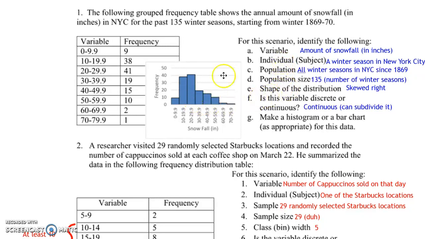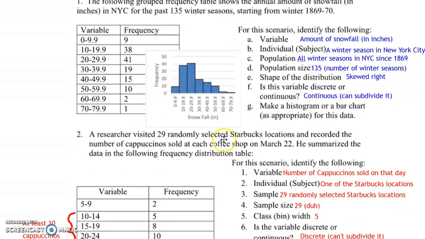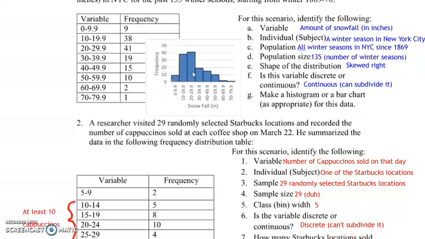The shape of the distribution, you should remember skewed right, skewed left, uniform, symmetrical, bimodal. Those are all different types of shapes of distributions. Continuous versus discrete. Remember, continuous means you can subdivide it. It can take any value, whereas discrete means it can only take specific values. And here's the histogram. This was the histogram that was provided in the answer key. You should be able to make a histogram just by hand.